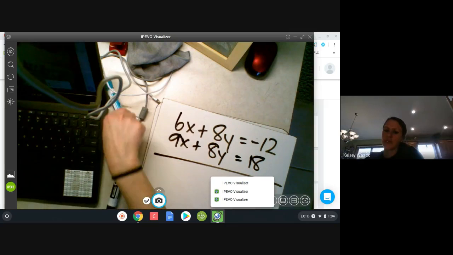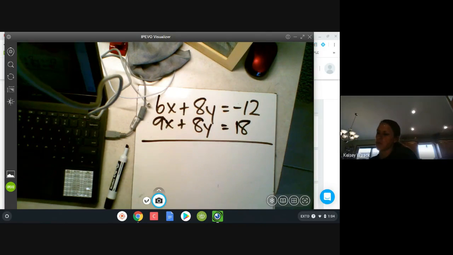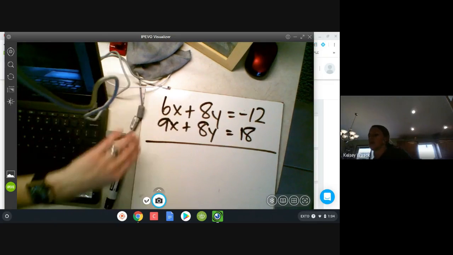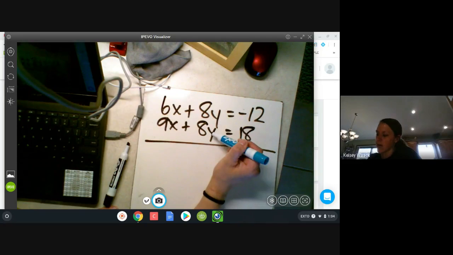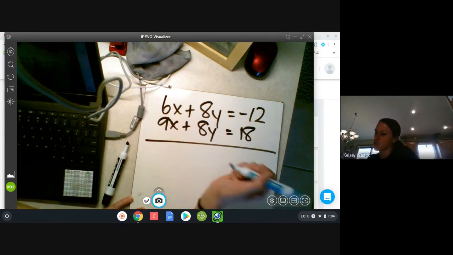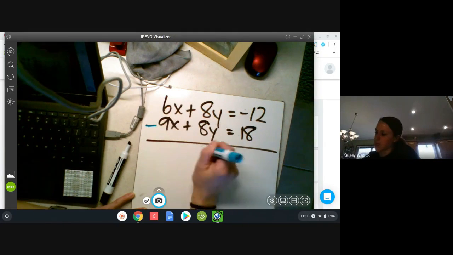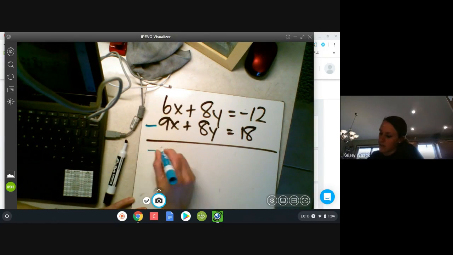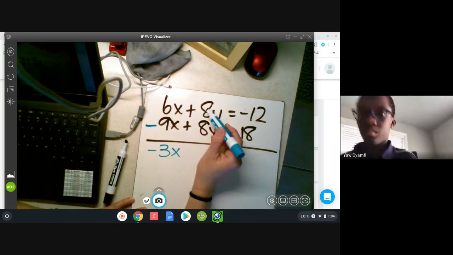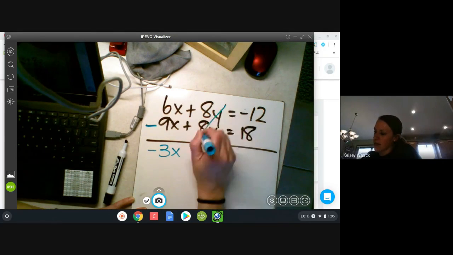In order to use elimination, I have to get rid of one of the variables. When we use elimination, we're trying to either add or subtract the two equations together so we can eliminate one of them. When I look at this and I have 8y and 8y, I can subtract the bottom equation, subtracting each piece. So now I have 6x minus 9x, which is -3x. And then positive 8y minus positive 8y is eliminated.